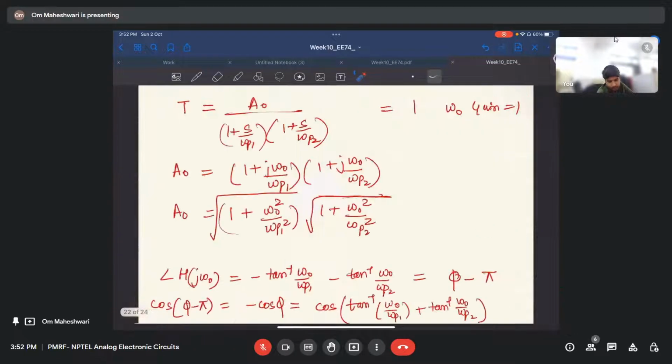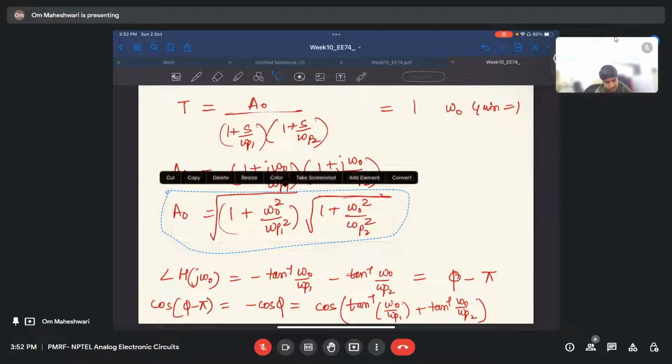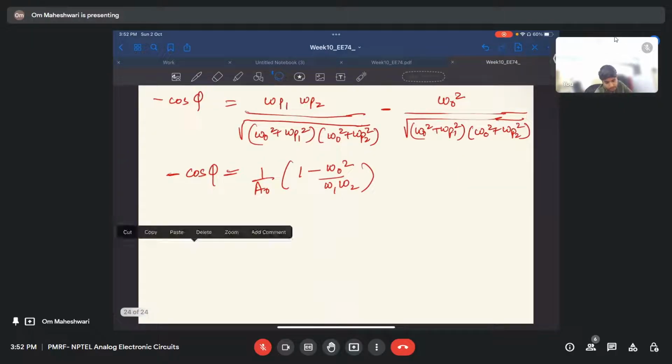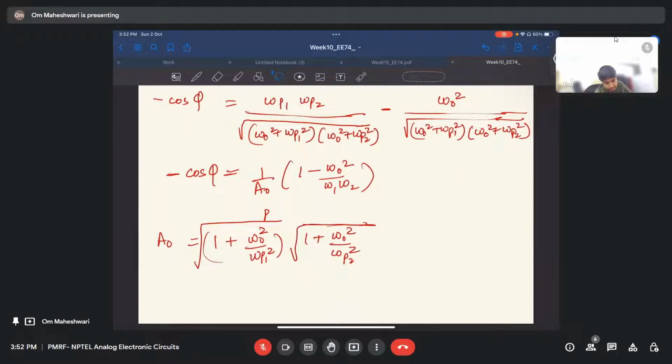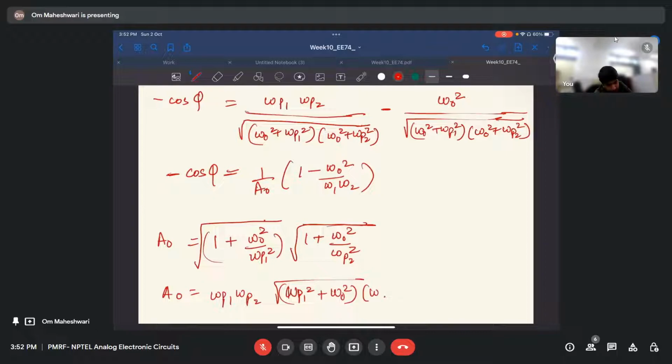What is A naught? If we see again, this is A naught, right? Let me copy it. It will take some time, but let's solve this completely. So A naught will be, let me take omega p1, omega p2 common, so it will be under root 1 over omega p1 square plus omega naught square, omega p2 square plus omega naught square, right?